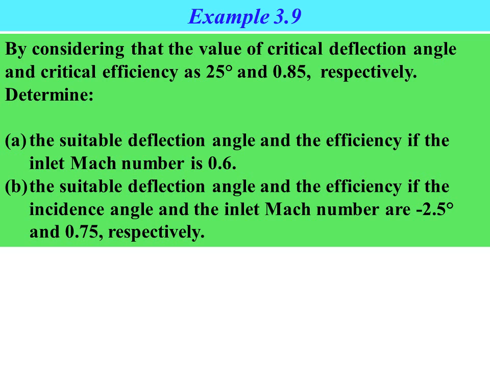Example 3.9. Considering that the value of critical deflection angle and critical efficiency are 25 degrees and 0.85 respectively, determine A. the suitable deflection angle and the efficiency if the inlet Mach number is 0.6. B. the suitable deflection angle and the efficiency if the incident angle and the inlet Mach number are negative 22.5 degrees and 0.75 respectively.